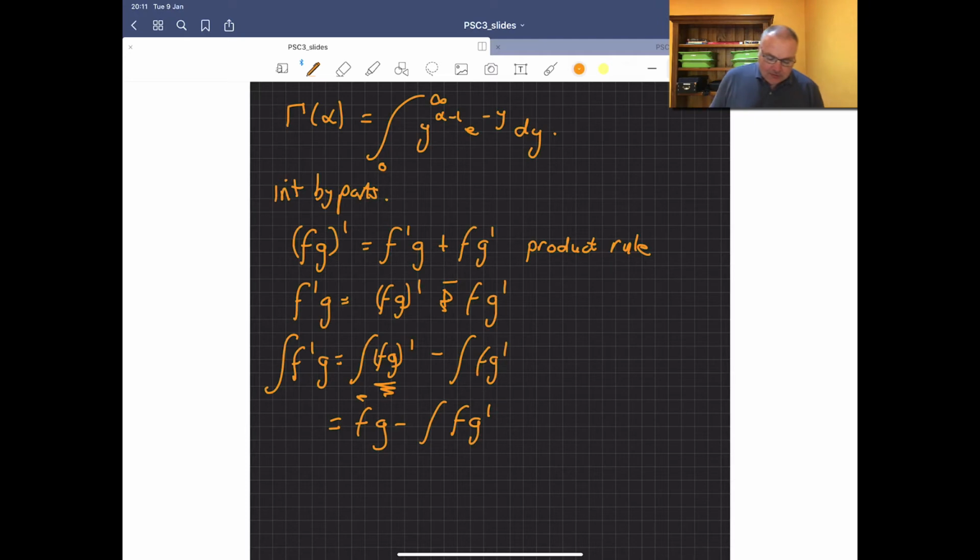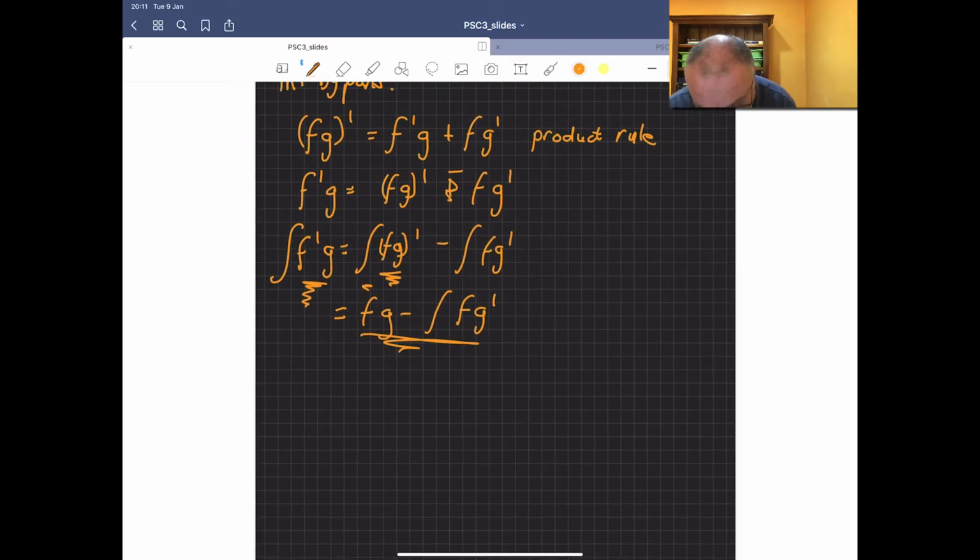So the idea is, I want to integrate something, and I notice it's made as the product of two parts. I'm going to take one part, the f part, and integrate it, and the g part and differentiate it, and then substitute that into here. Okay? It's more complicated than it seems.